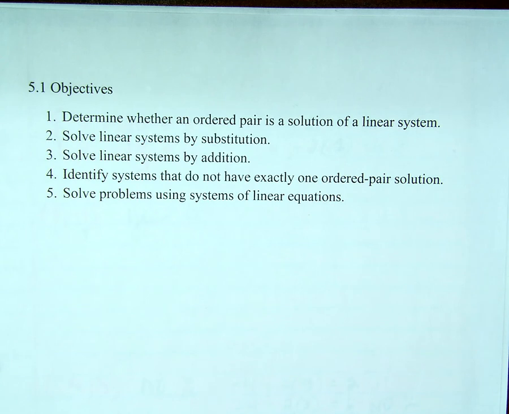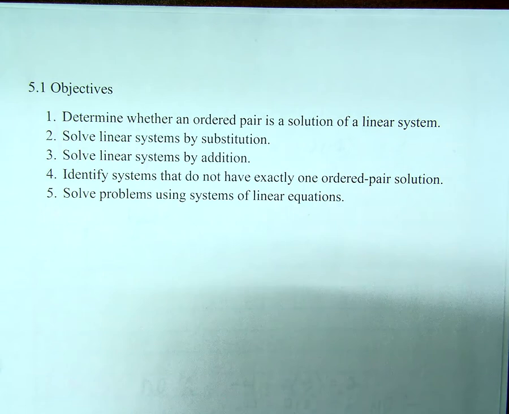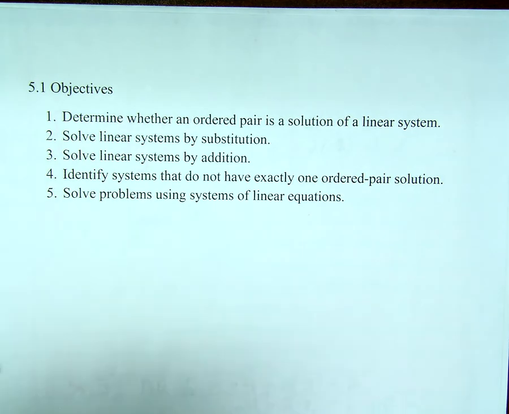All right, here are our objectives for 5.1. For 5.1, we need to be able to determine whether an ordered pair is a solution to a linear system. I'll do examples for you on that one, but I think that's fairly obvious, right? How do you do that? Plug it in, right? Plug it into the system. What has to be true about it? For every single equation, right? Not just one, but every single equation that's part of the system.